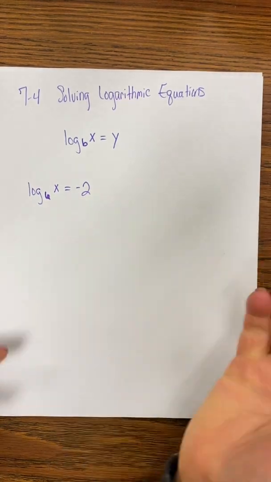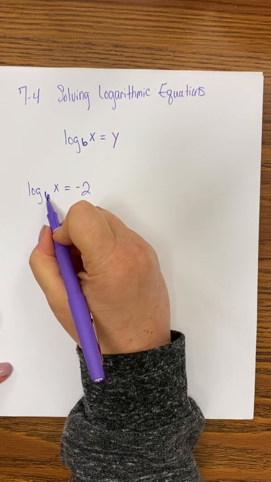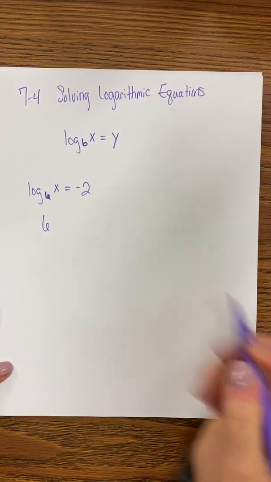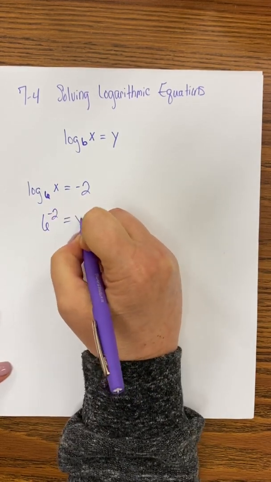Now when we change it, remember what we did in the last lesson, we change it to exponential form, then we can solve it. So remember what that is: we take the base, it goes there, we take our y, it goes to the exponent, and then equals x.